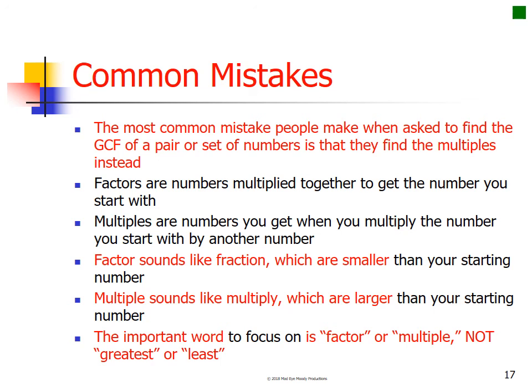But that's not the word you want to focus on. The important word to focus on is factor or multiple. That will tell you whether you're looking for smaller numbers or bigger numbers, not the words greatest or least. Because the words greatest and least, all they do is they tell you which number on the list to work with. They don't tell you how to get the numbers on the list. They tell you what to do with your list once you create it.